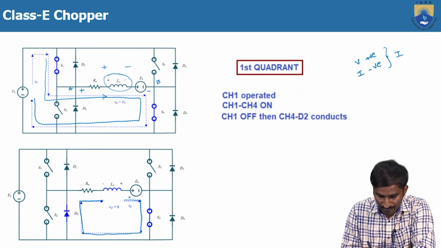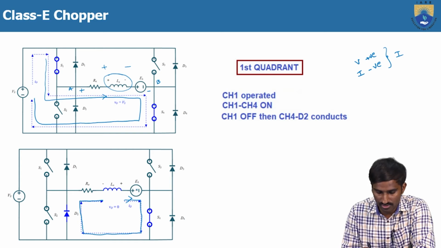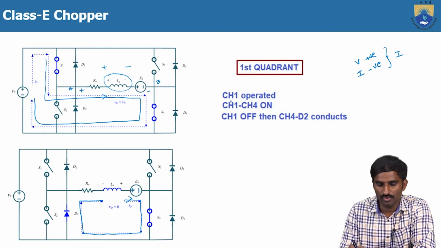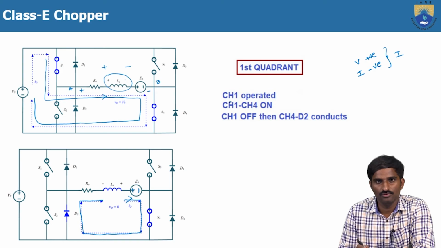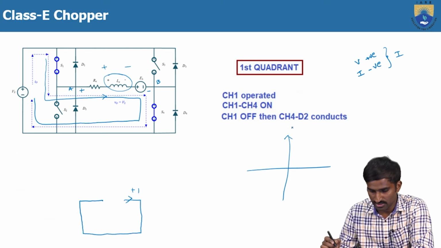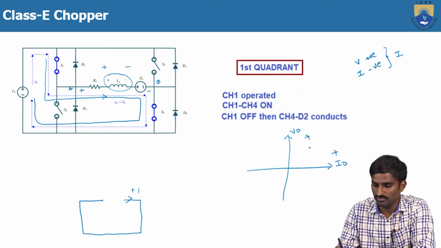So the current is again positive, and the voltage is also positive. You can see the back EMF plus and minus, same as in the previous case. So when the chopper switch is operated, you get the first quadrant operation. Let me consider what we have here, voltage, this is V0 and this is I0. V0 is positive and I0 is positive, which means this is the first quadrant operation.